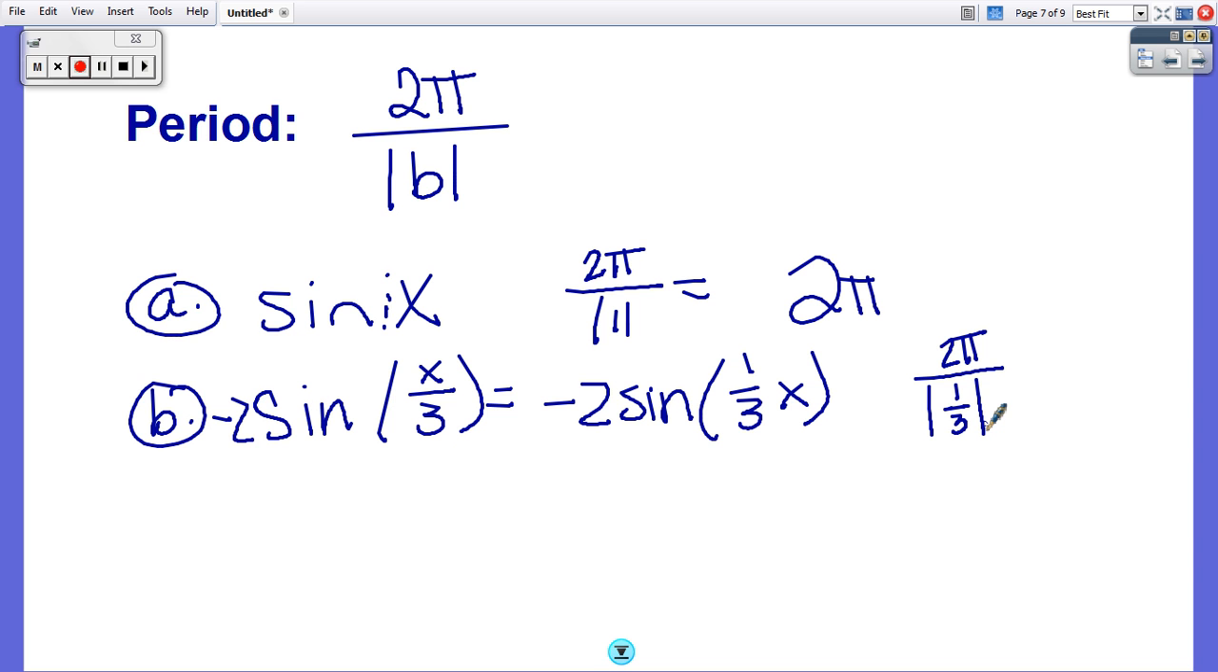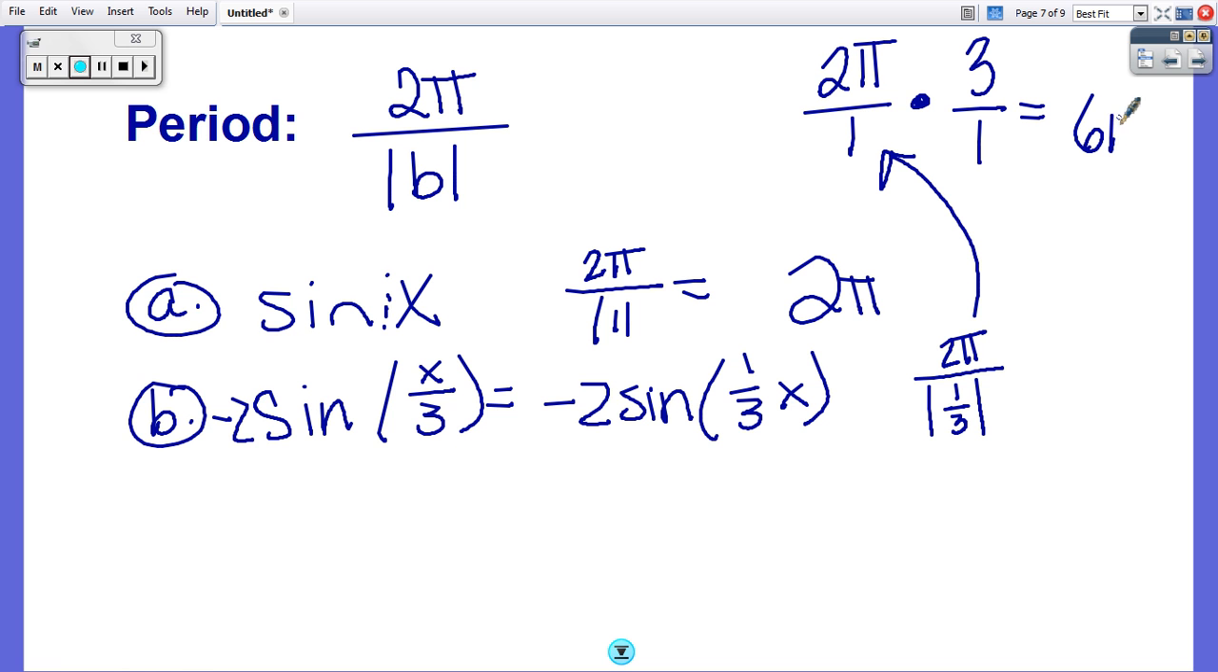How do you divide a fraction by a fraction? Remember, you multiply by the reciprocal. So I'm just going to go up here for some extra space. I would have 2 pi over 1 times the reciprocal of 1/3, or the absolute value of 1/3, which is the same. So the reciprocal of 1/3 is 3 over 1. So that's going to give me 6 pi for my period. -2 times the sine of 1/3 x has a period of 6 pi.